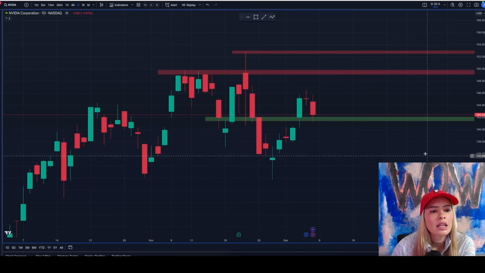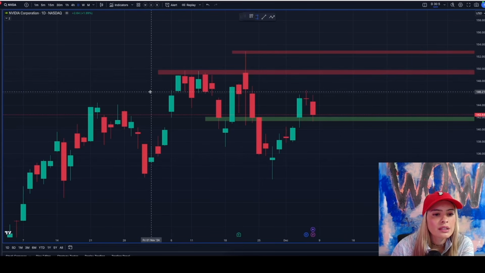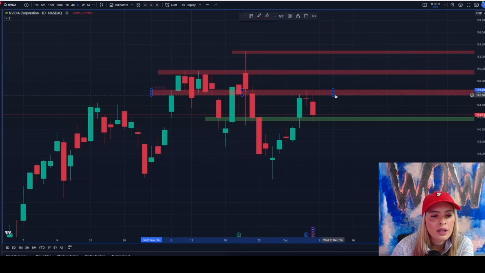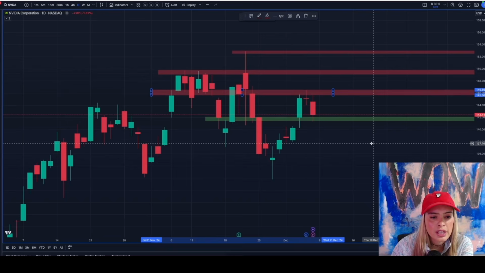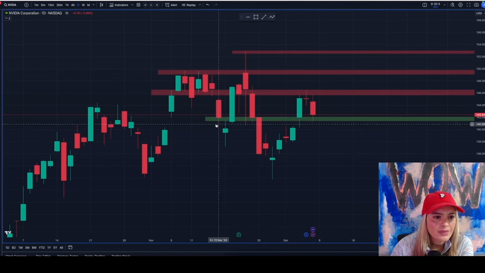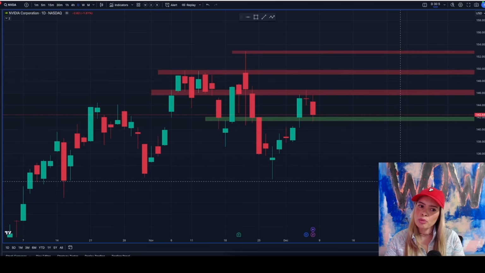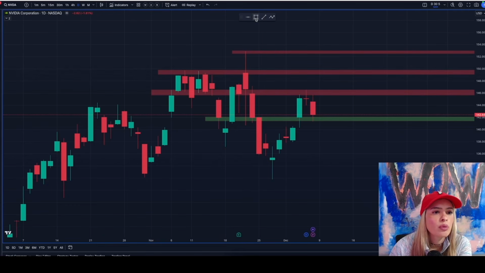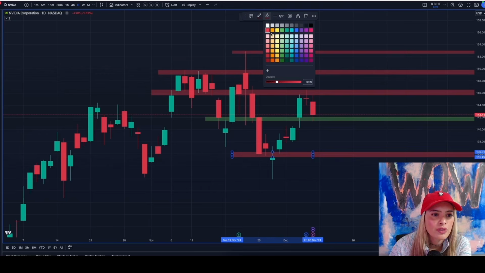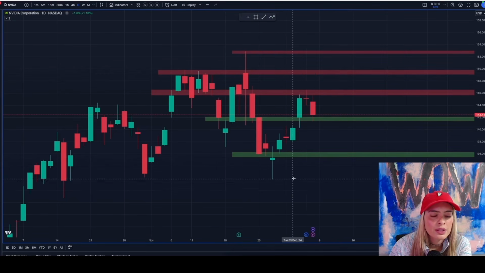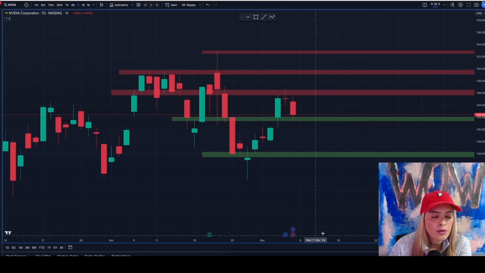The next level that I see here is this one. We have strong reaction here, strong reaction, right? So Nvidia looks a little bit choppy, but now that we placed our levels, I can see way better what the next move might be. And let's put this one too here. This is support. It acted as support here, acted as resistance, support, and it has multiple touches. So that's the other one that I see.